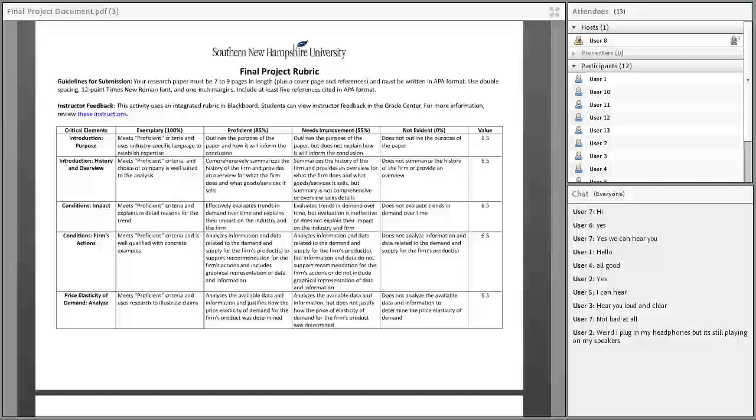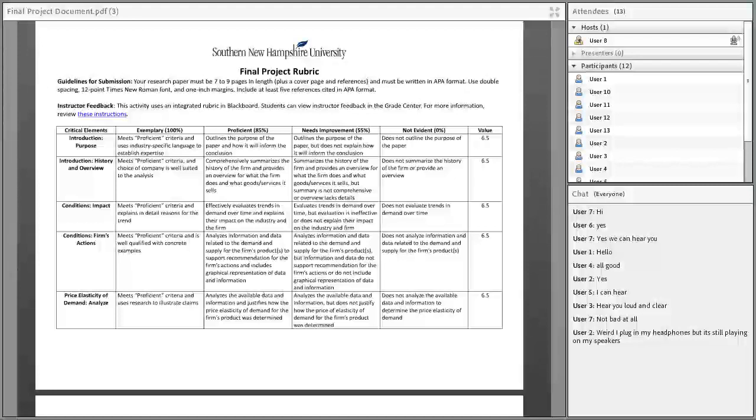So when we go to milestone 1, you've outlined the purpose of your paper and you have summarized the history of the firm. To be exemplary, in addition, you want to use industry-specific language to establish your expertise on the firm, right? Because you're acting as a consultant. So you just want to be convincing in your introduction.